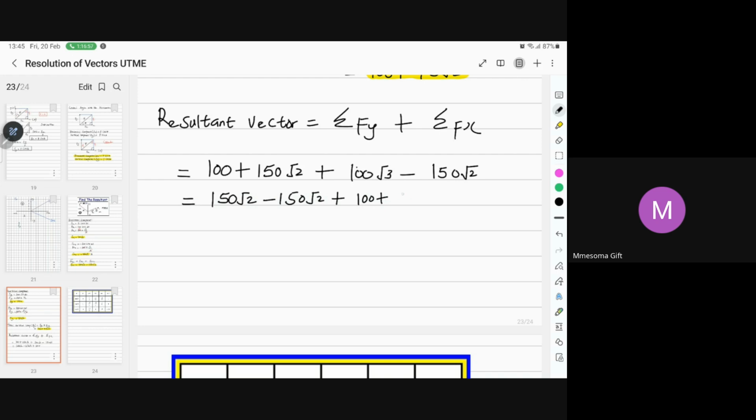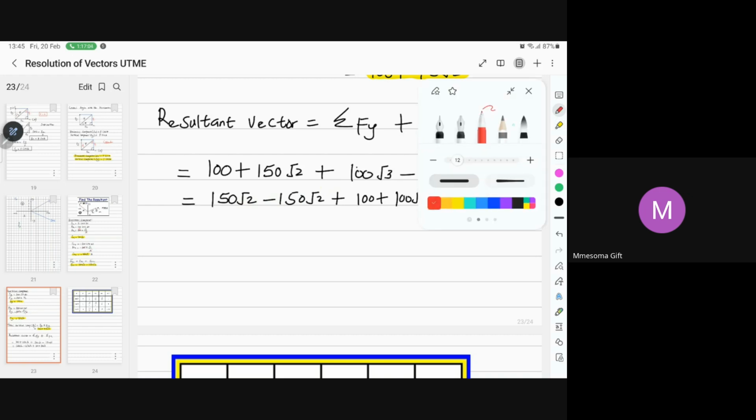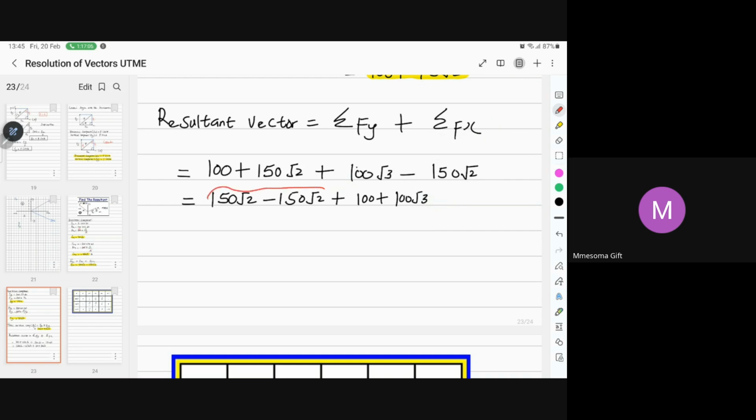Plus 100 root 3. So this side will cancel out. This will give us 0. Here will give us 0. So that our resultant vector will be equal to 100 plus 100 root 3. You can punch and give us the actual value in decimal. The resultant vector.